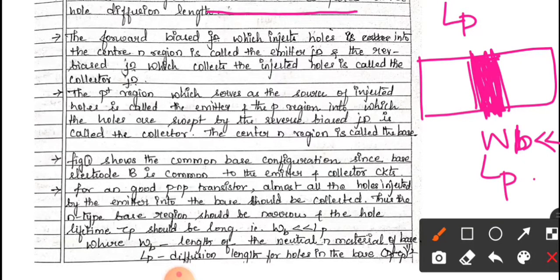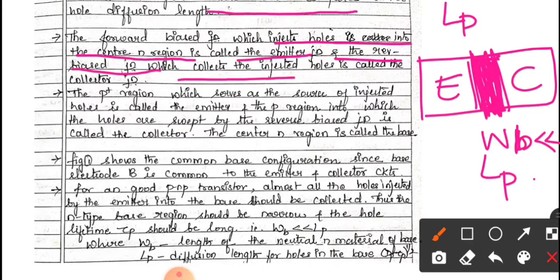Then the forward bias junction which injects holes into the center N region is called the emitter. One which emits holes is known as the emitter. That which emits charge carriers is known as the emitter. So the first one is the emitter, and where it is getting collected is known as the collector. So the emitter junction, and the reverse biased junction which collects the injected holes is called the collector junction.